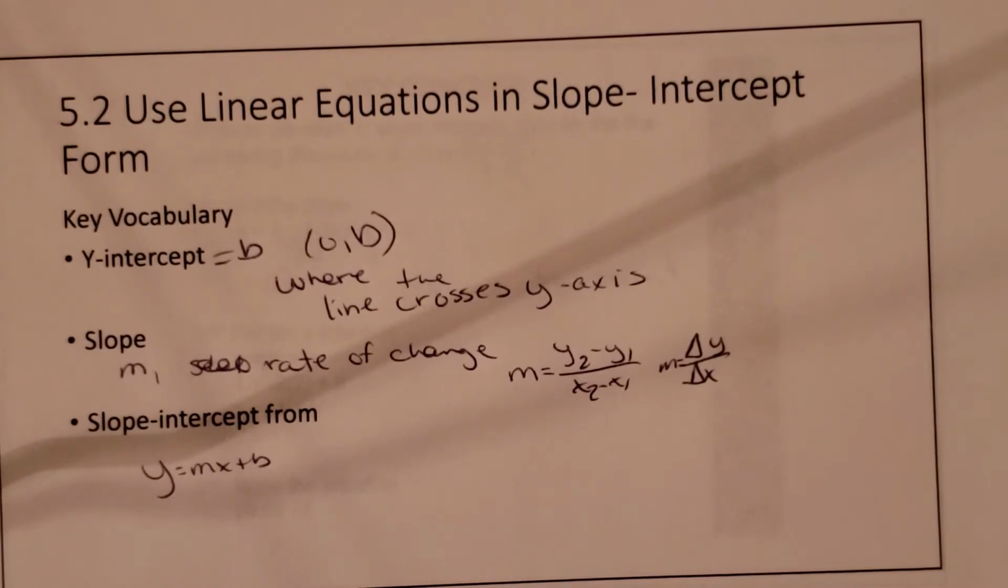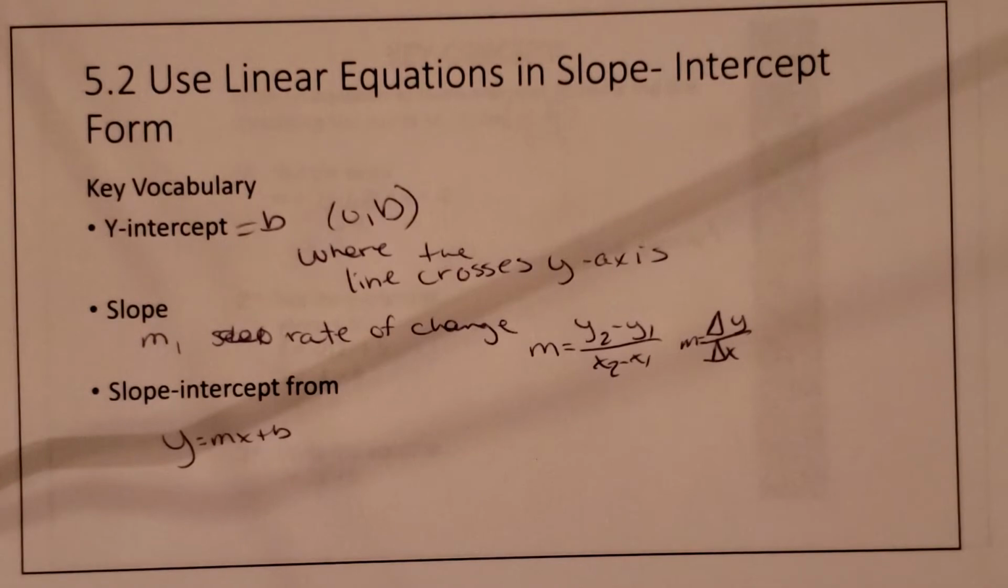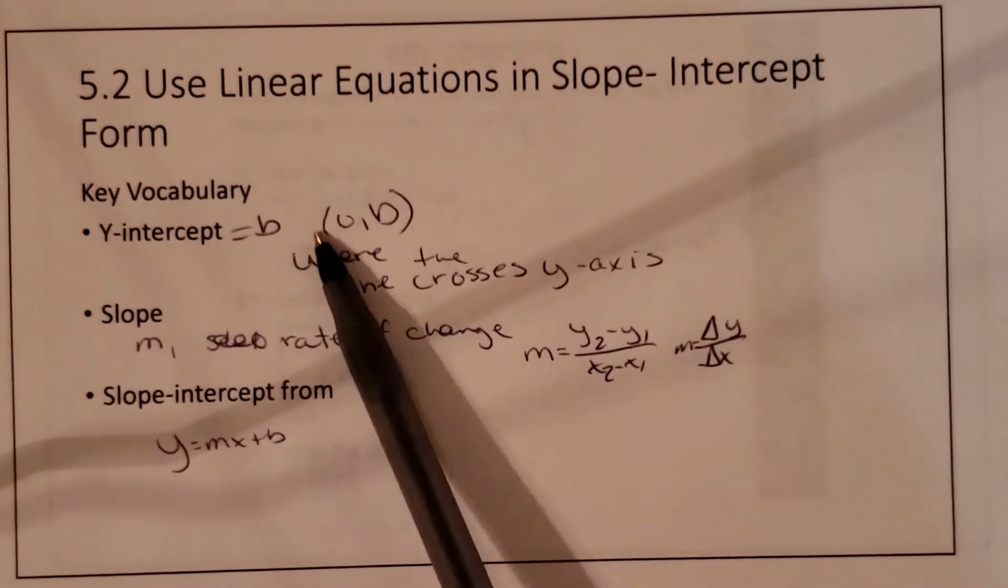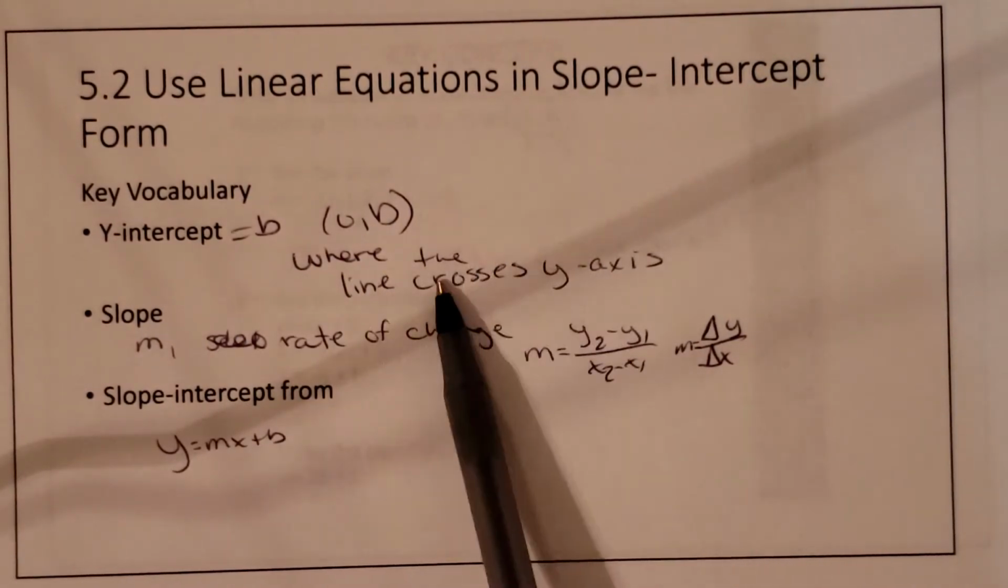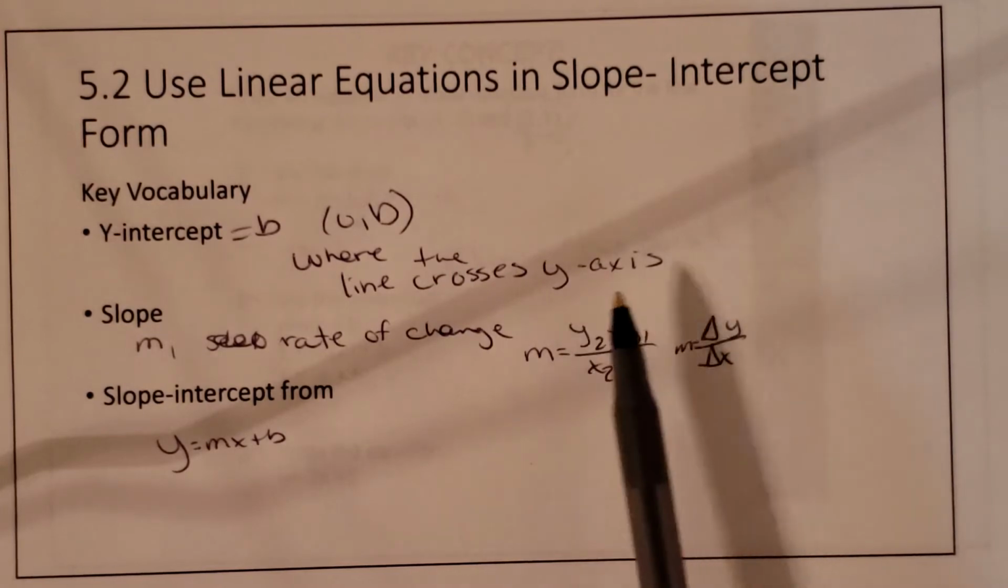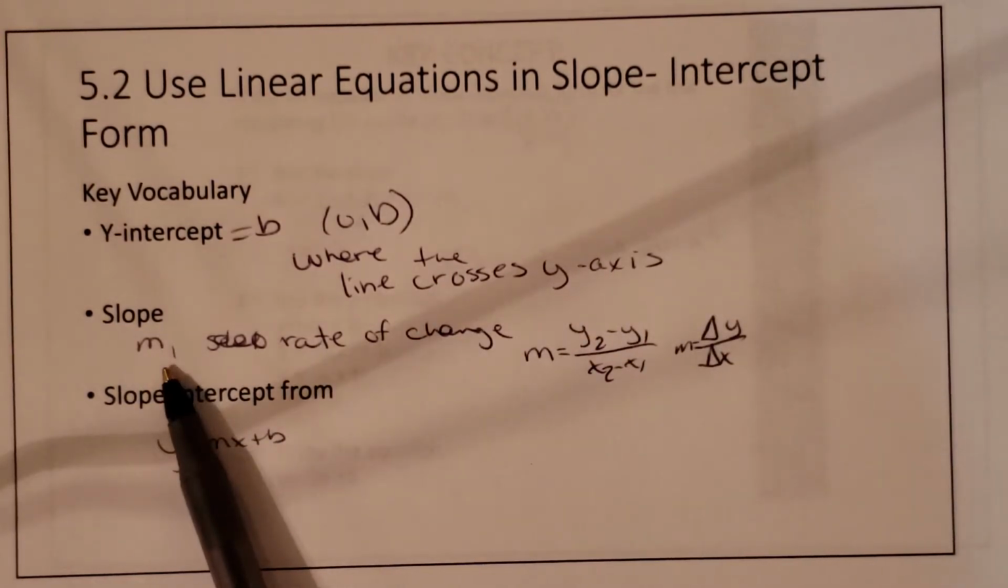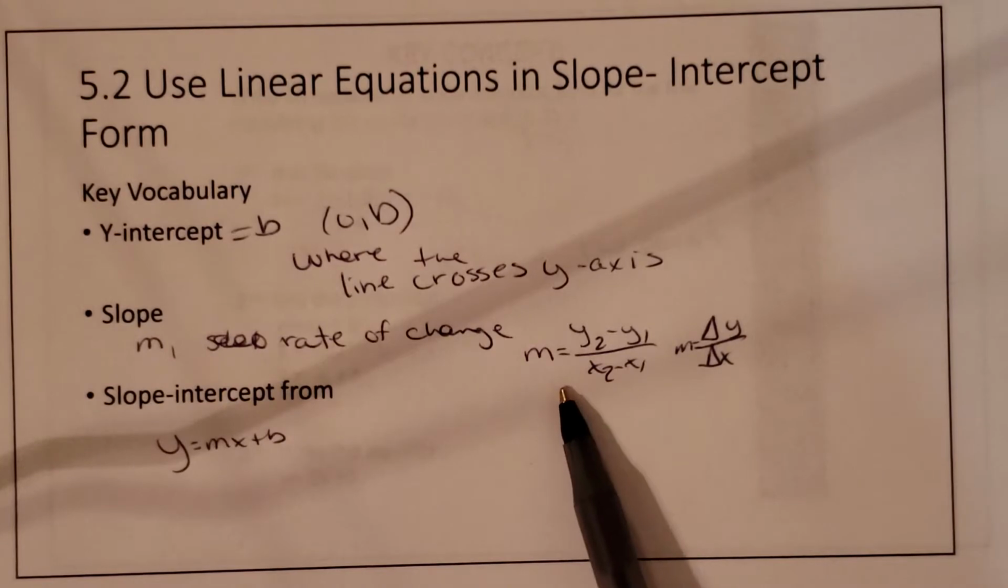We have the y-intercept, which is b, which you guys know that. It's (0, b), the ordered pair that you know. It's where the line crosses the y-axis. Slope is m. It's the rate of change.